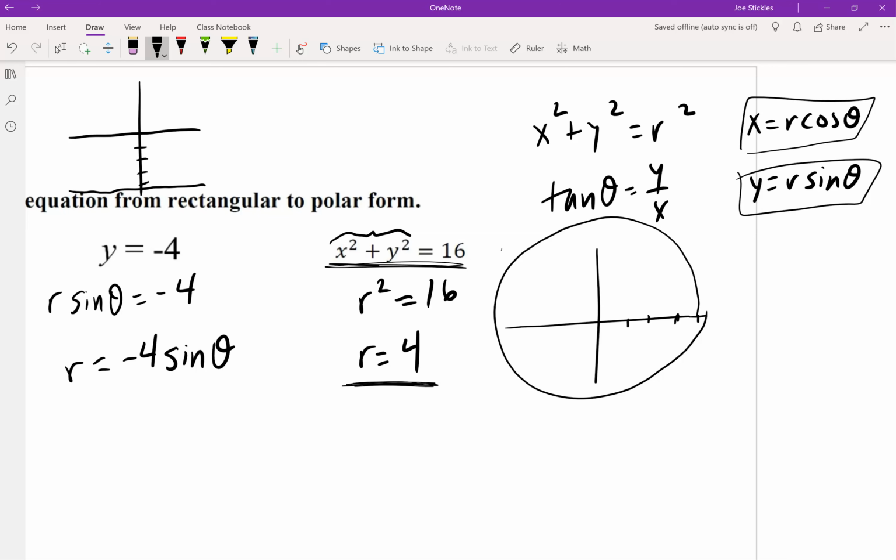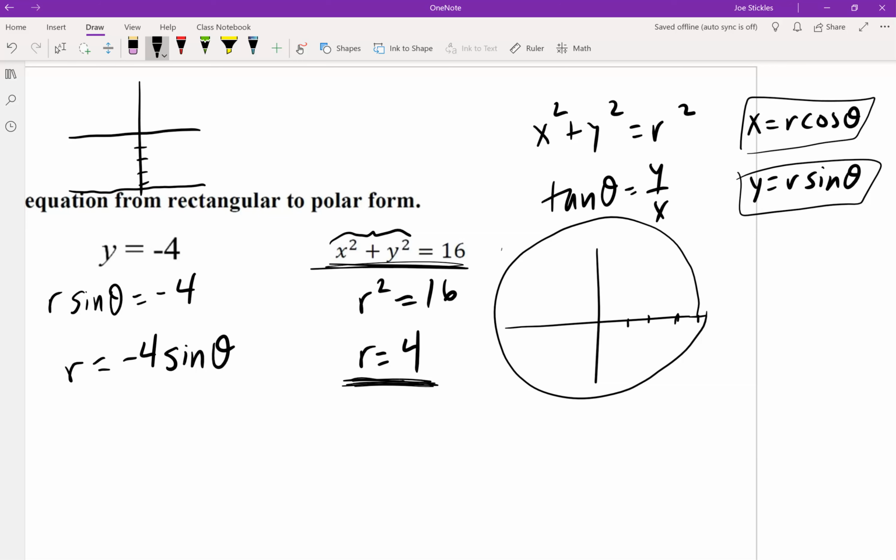This is not even a function in x and y, right? It doesn't pass the vertical line test. However, in polar coordinates, this is a function of theta. You plug in a theta, you always get 4 out because there was no theta to plug in there. It's a constant function. So this is a lot more easily described in polar than it is in rectangular.